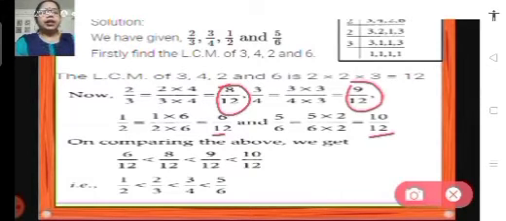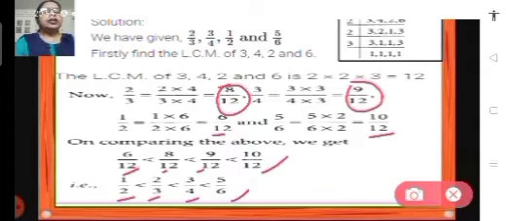So, when we compare, we can see that 6 upon 12 is the smallest one, 8 upon 12 is greater than that, then we have 9 upon 12 and 10 upon 12 is the greatest one, isn't it? They are like fractions, that means the greater the numerator, the greater will be the fraction. That means 1 upon 2 is the smallest one, 2 upon 3 is greater than that, then we have 3 upon 4, and then the greatest one is 5 upon 6.